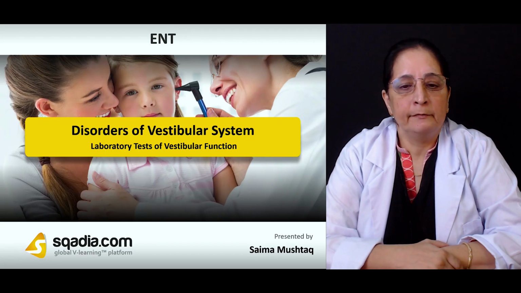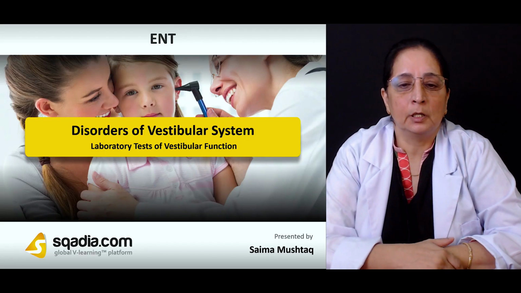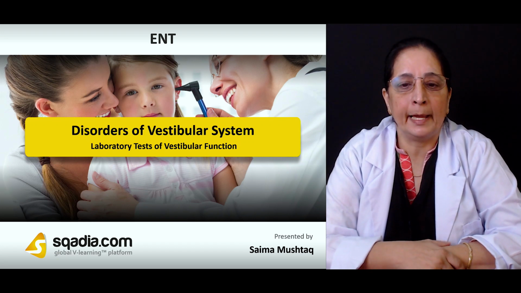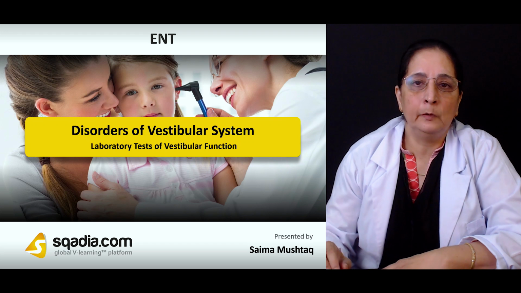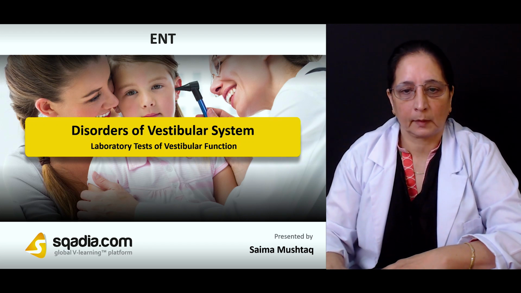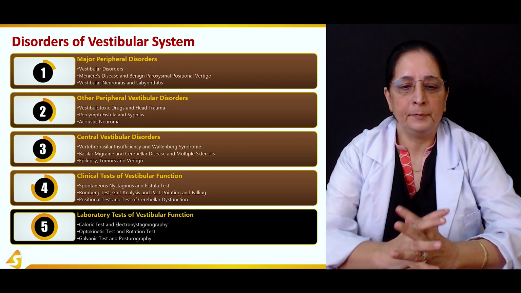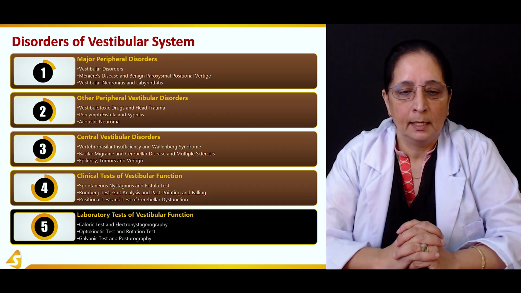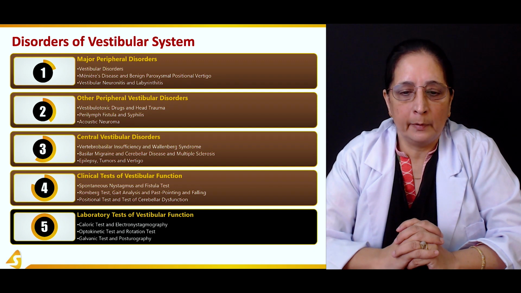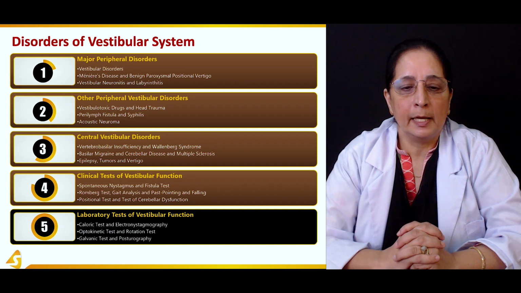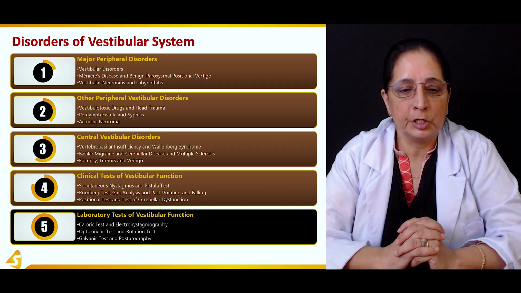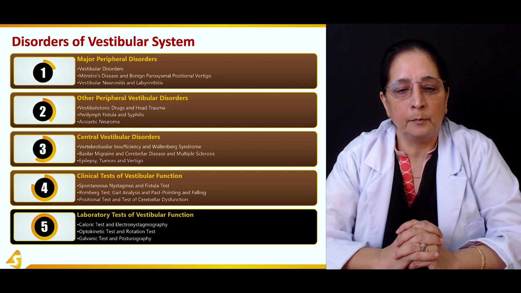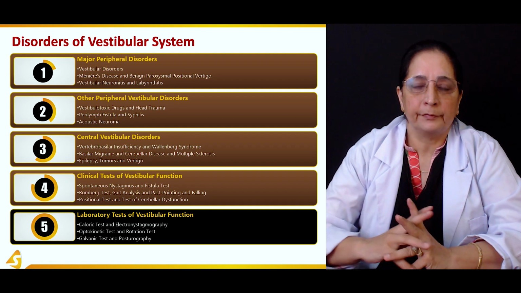Now, in the fifth and final section of our lecture, Disorders of Vestibular System, we will talk about some lab tests of vestibular function. The lab tests we will talk about are the caloric test, electronystagmography, optokinetic test and rotation test, and then we will talk about galvanic test and posturography.